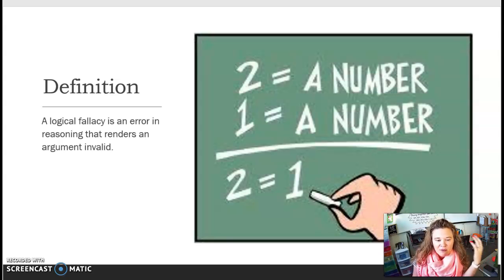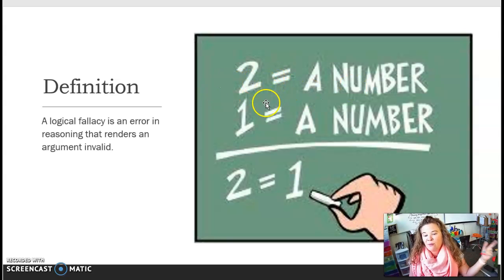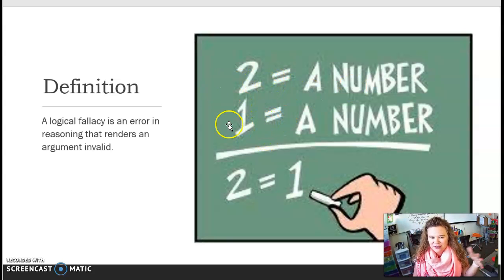A logical fallacy is an error in reasoning that renders an argument invalid. So if you have 2 is a number, 1 is a number, so that must mean 2 is 1, right? No. That's a logical fallacy. Just because 2 and 1 are both numbers doesn't mean that they equal each other. So in the next few slides, we have examples of logical fallacies.